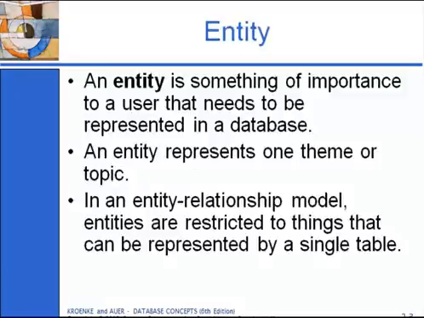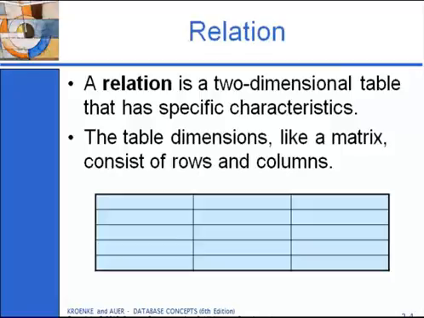An entity represents a single topic of importance that should be represented in the database. We represent an entity by one table. A relation is a table consisting of rows and columns. To be considered a relation, the table must have certain characteristics.